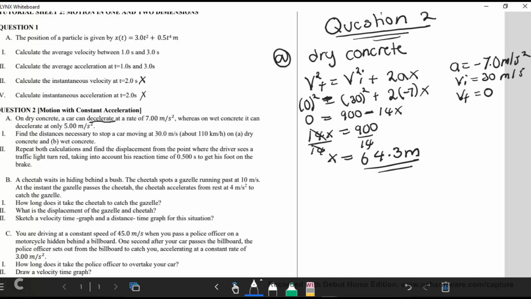So this was the distance that was necessary to stop the car on the dry concrete. So I can say this is the displacement for the braking, right? Now let's also do question B.